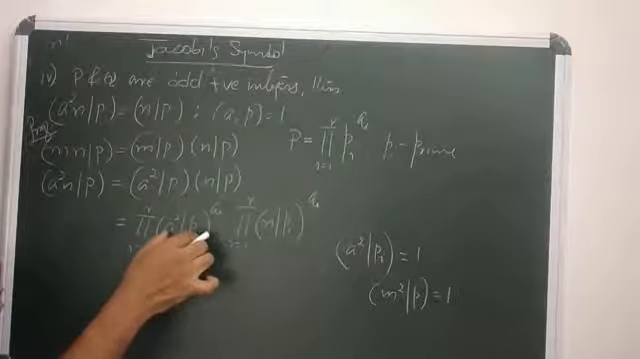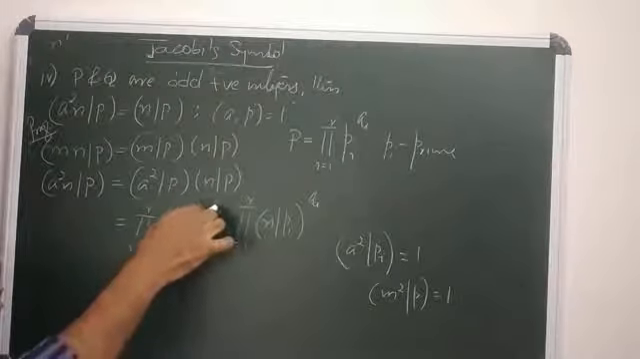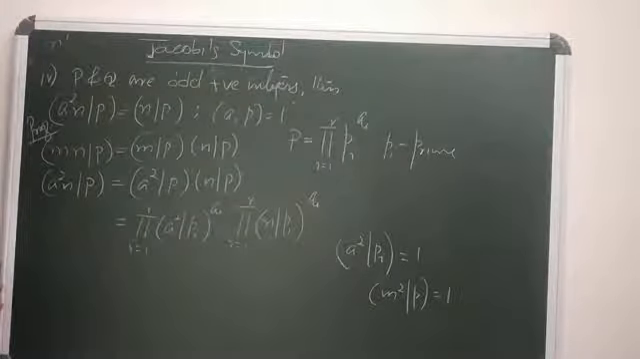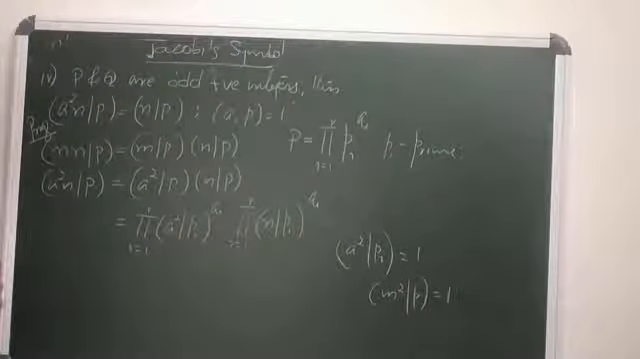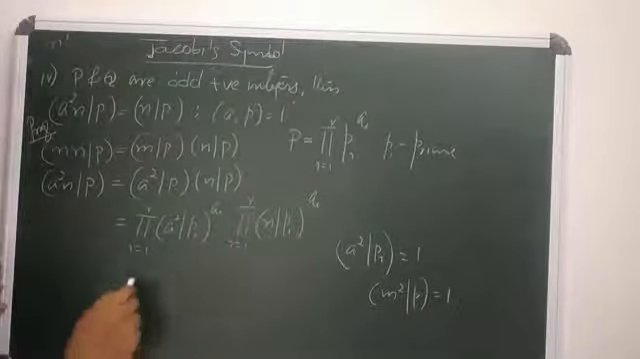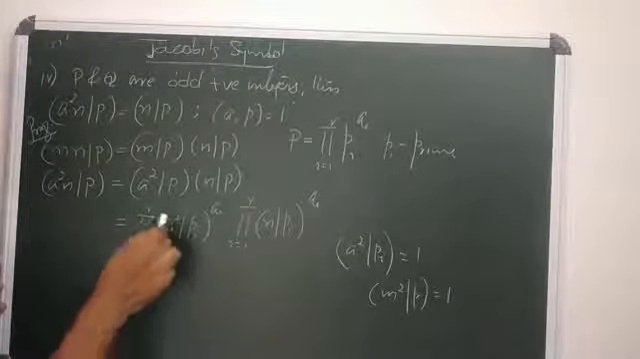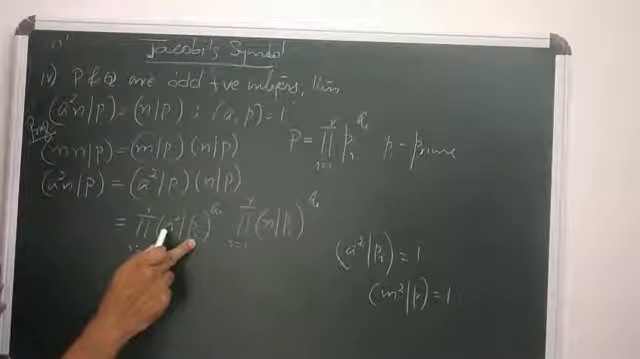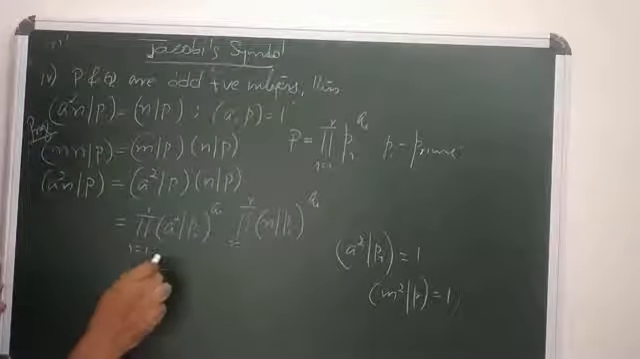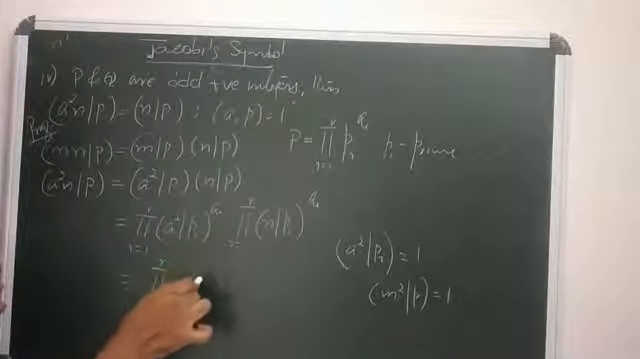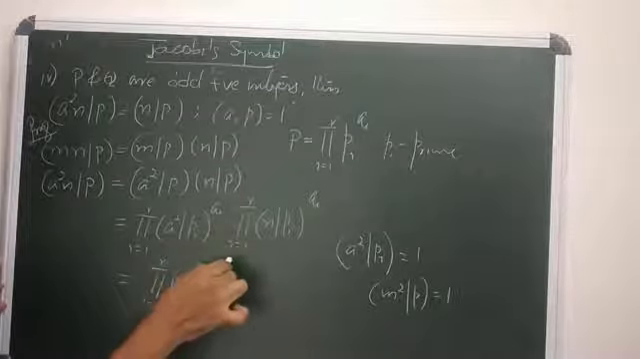So product i ranges from 1 to 1 to the power a, that's again 1 itself. So the first product reduces to 1, because a square by pi is 1. So 1 to the power a is 1. What remains is product i ranges from 1 to 1, n by pi to the power a.